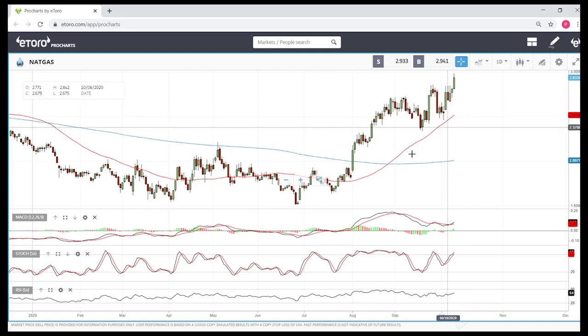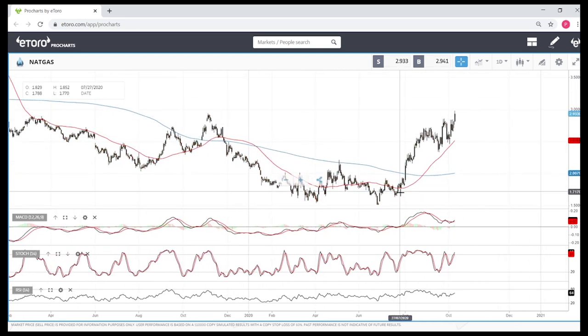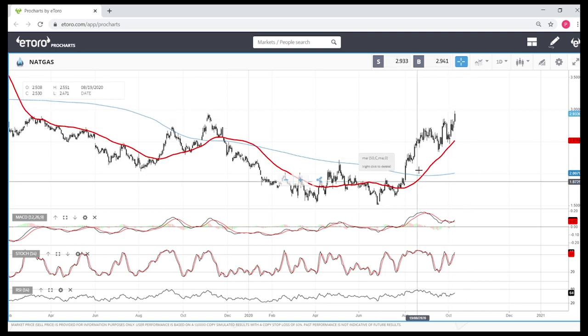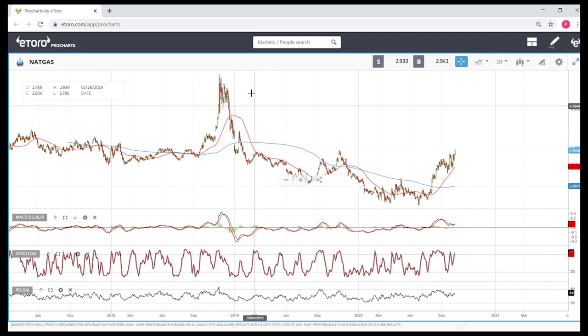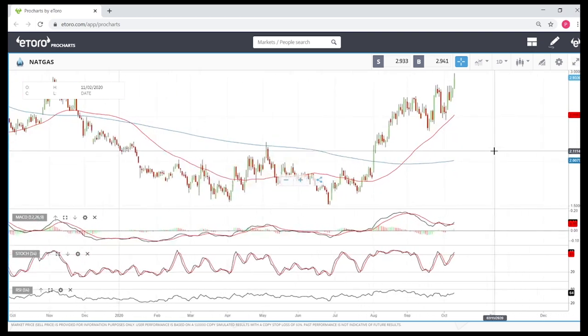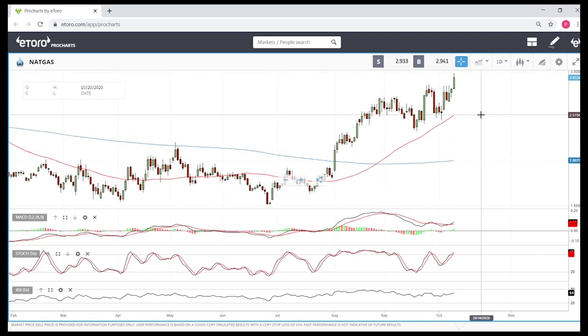This is a very aggressive market. When it starts increasing in value, it just explodes like it did in 2018. However, at this point, I would not use high leverage for natural gas. Just as advice for people that trade natural gas, if you trade leverage higher than 10, you can wipe your account within a few seconds.